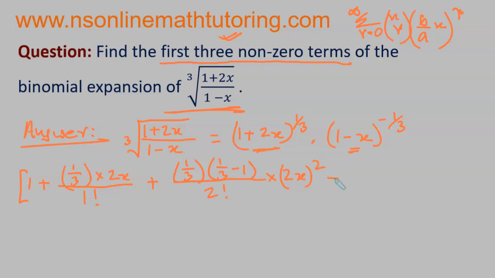Let us take one more term, at least, r equal to 3. So it is 3 factorial, 1/3, 1/3 minus 1, 1/3 minus 2, times 2x raised to the power of 3. Okay, plus dot dot dot, it is an infinite series. This should get multiplied with another infinite series. It is, in this case, a is equal to 1 and b is equal to negative 1.